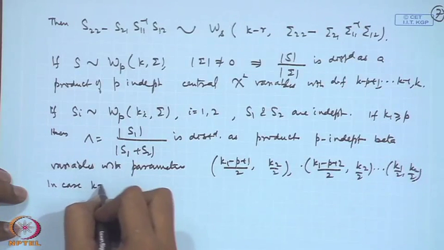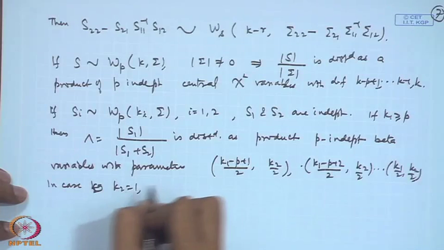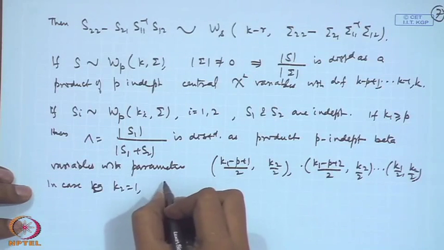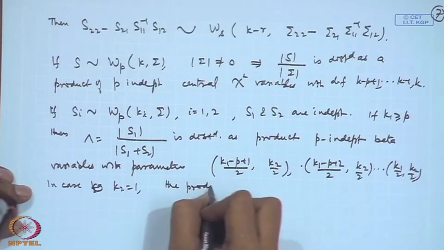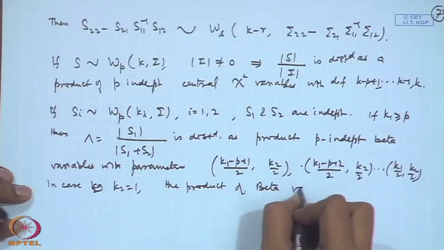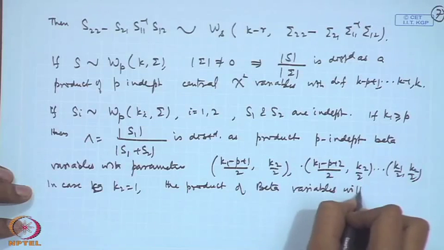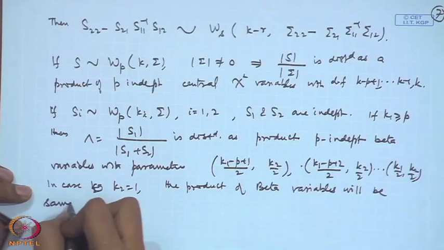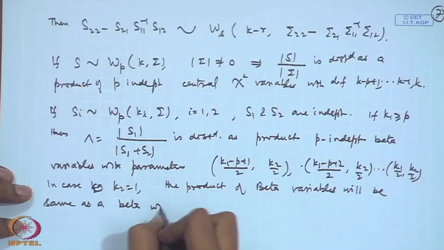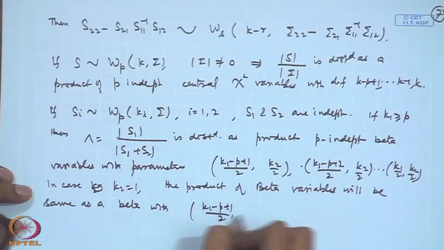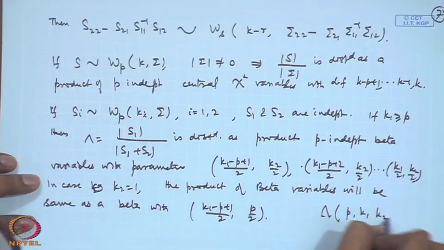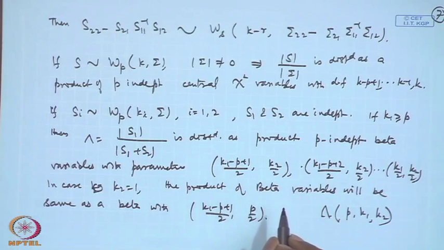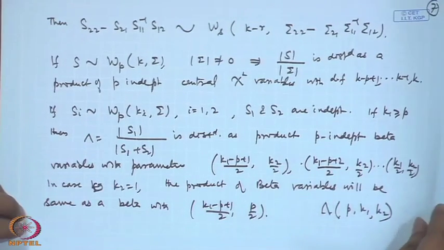In case k2 is equal to 1, the product of beta variables will be the same as a beta with (k1 minus p plus 1)/2 and p/2. So, this distribution is denoted by lambda(p, k1, k2). These distributions are used in the study of the correlation coefficients etcetera, which I am not paying too much attention to at this point here.